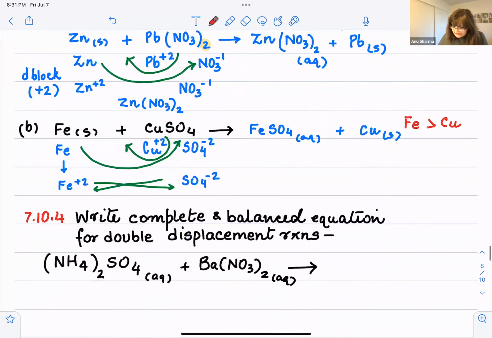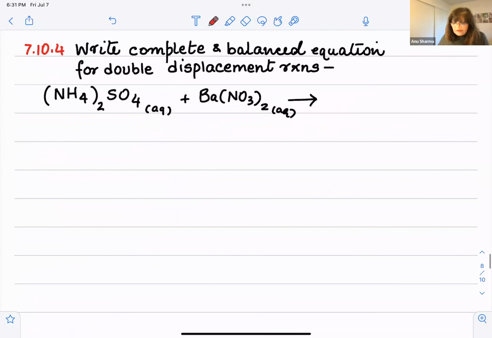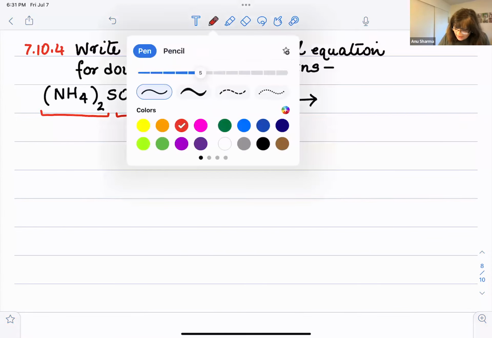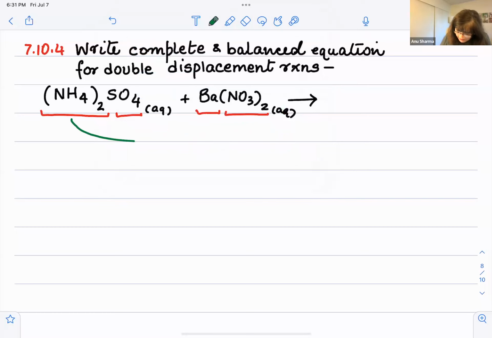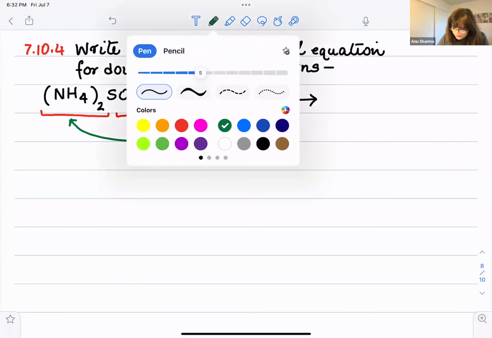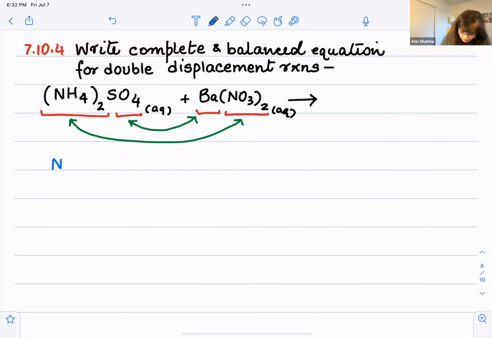Clear? Next is to write the complete balanced equation for the double displacement reactions. Now in this case, outer with outer, inner with inner. So you need to recognize the polyatomic ions, and the metals and the non-metals, and you should know the charges. So first, what is happening here is that ammonium is going to combine with the nitrate. These two are going to mix, and then barium and sulfate are going to mix. Now, the next thing is that it's very important you know the charges. So let's do this here.